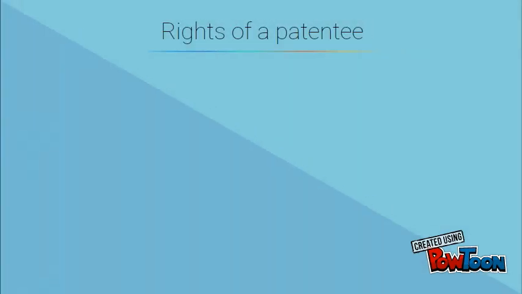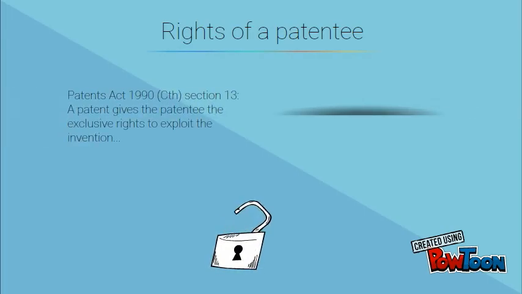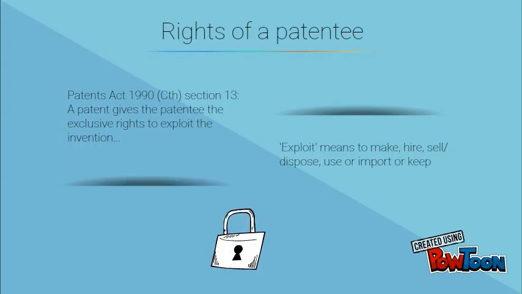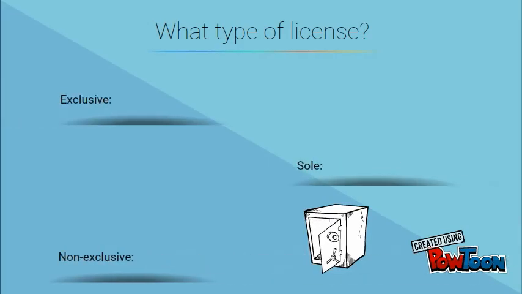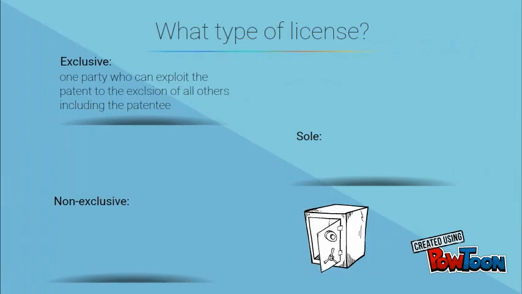A patent grants a patentee several exclusive rights. The patentee has a right to exploit the invention, according to Section 13(1) of the Patents Act. The word exploit is defined to mean that the patentee can make, hire, sell, dispose of, use, import, or keep the invention. Firstly, what must be determined is the type of license being granted, whether it is exclusive, sole, or non-exclusive. An exclusive license is granted to one party who can exploit the patent to the exclusion of all others, including the patentee.